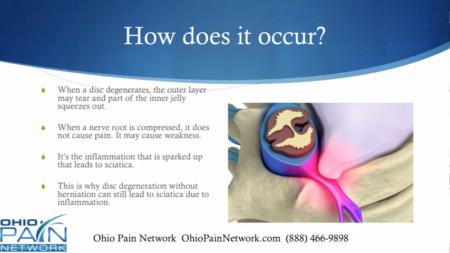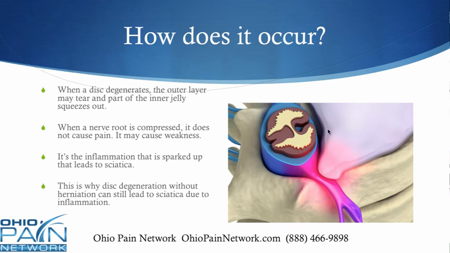How does it occur? When a disc degenerates, the outer layer may tear. So here's where normally the outer layer would be. If it's torn and the disc kind of herniates out here, it's called, in layman's terms, a slip disc. It can pinch the nerve root that's nearby. Okay, this in and of itself does not cause pain. It may cause weakness, but not pain. What happens is this causes inflammation, and that is what causes pain.